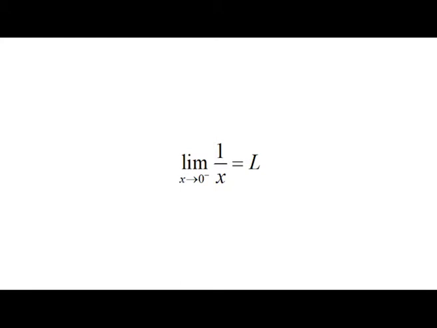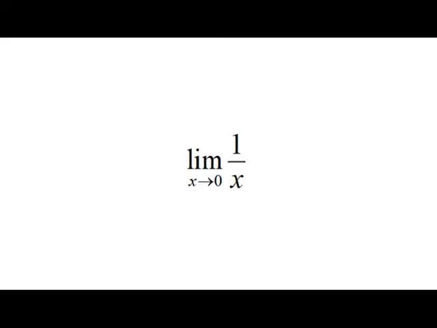As there is no finite real number L such that the limit of 1/x as x approaches 0 from the left is L, we say that the limit of 1/x as x approaches 0 from the left fails to exist, that is, the left-hand limit does not exist. As neither the left-hand nor the right-hand limit exists as x approaches 0, we conclude that the limit of 1/x as x approaches 0 does not exist.